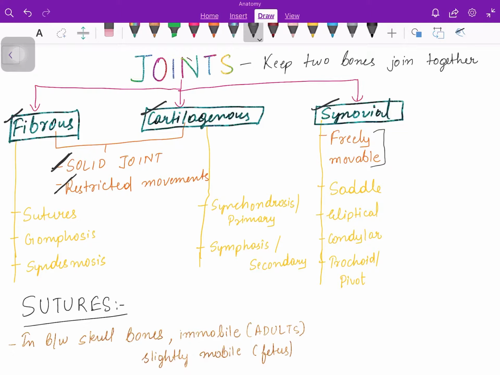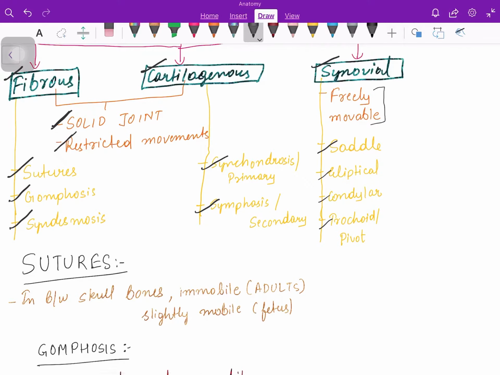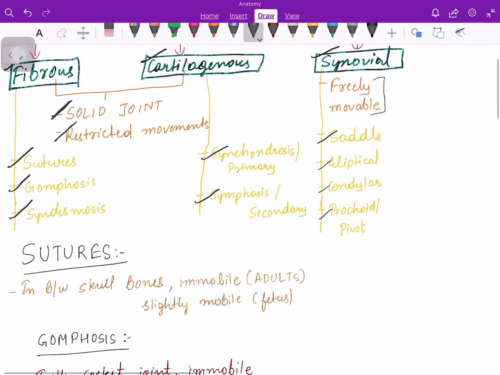Fibrous joints are again of three types, that is the sutures, gomphosis and syndesmosis. Cartilaginous joints are again two types, that is the primary and secondary. Primary is also called synchondrosis and secondary is also called symphysis. Synovial is of four types, that is the saddle, elliptical, condylar, trochoid, also known as pivot joint. Now we will discuss an example of each type of joint.